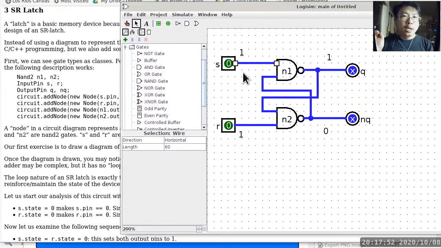Okay? So when S becomes a zero, it is basically saying set the output Q to a one. When R is a zero, it is basically saying reset output Q to a zero. Kind of imagine that you have two push buttons. Okay, if you press one push button, it will change the output to a one. If you push the other button, it will clear the output to a zero. Okay, and then when you release the buttons, it will remember the state.